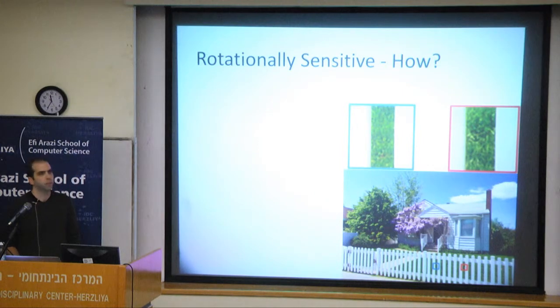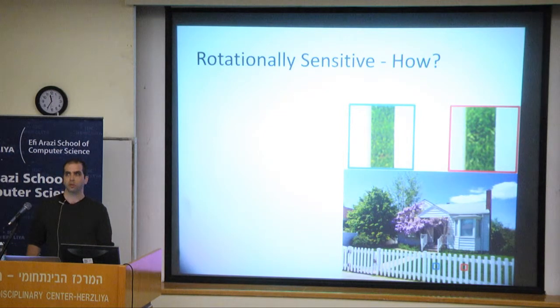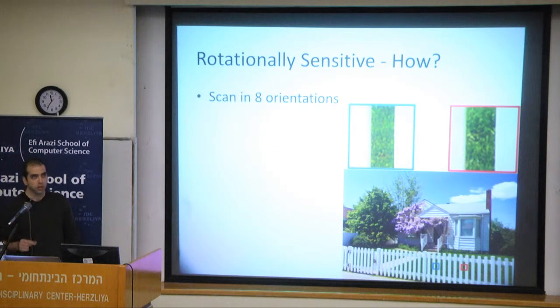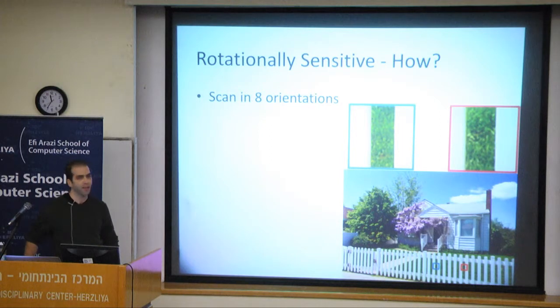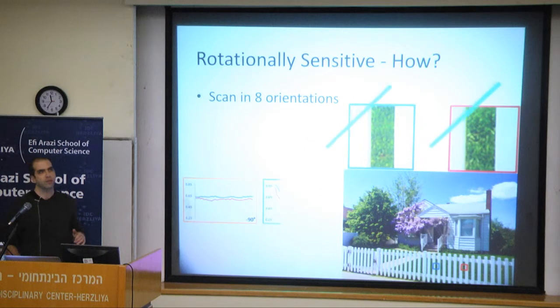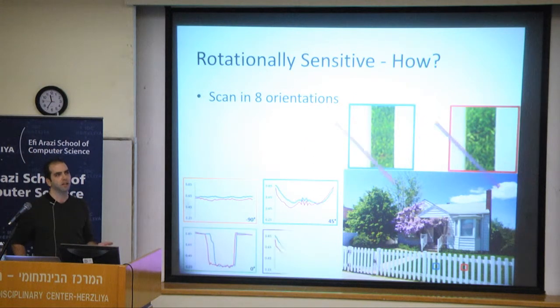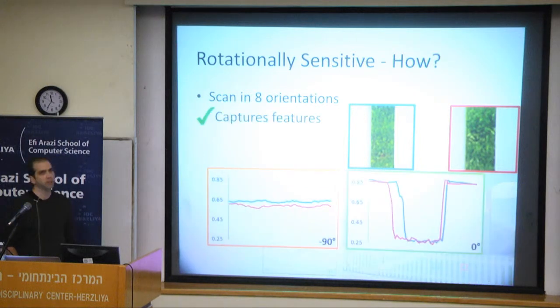Here you can see two different patches taken from the image. Both patches are taken from the white picket fence. Both patches are highly similar. Therefore, we would like our descriptors to be highly similar as well. Bearing in mind that different features are dominant in different orientations, we scan the patch in 8 predefined orientations. Each time, we average the pixels along the line and scan the line in the appropriate direction. You can see that this orientation indeed captures the features within the patch.